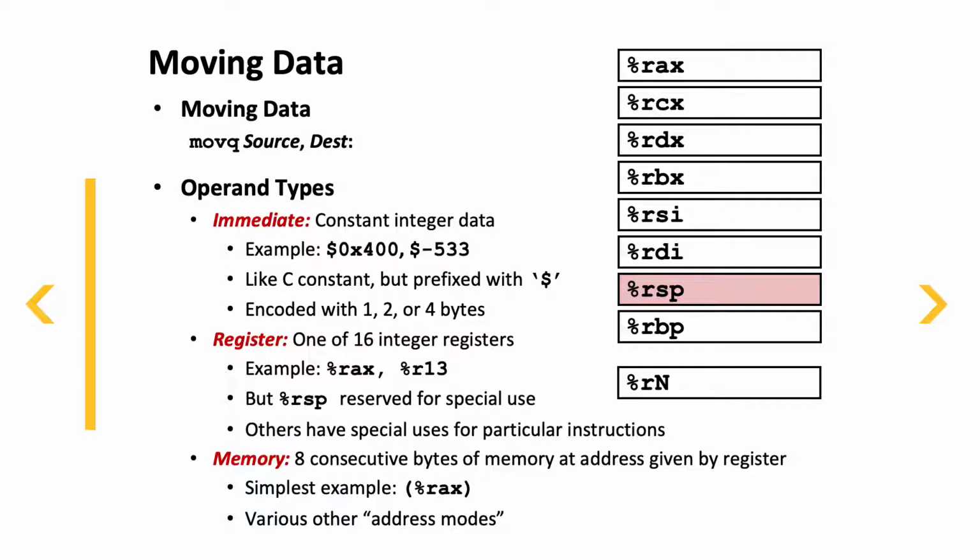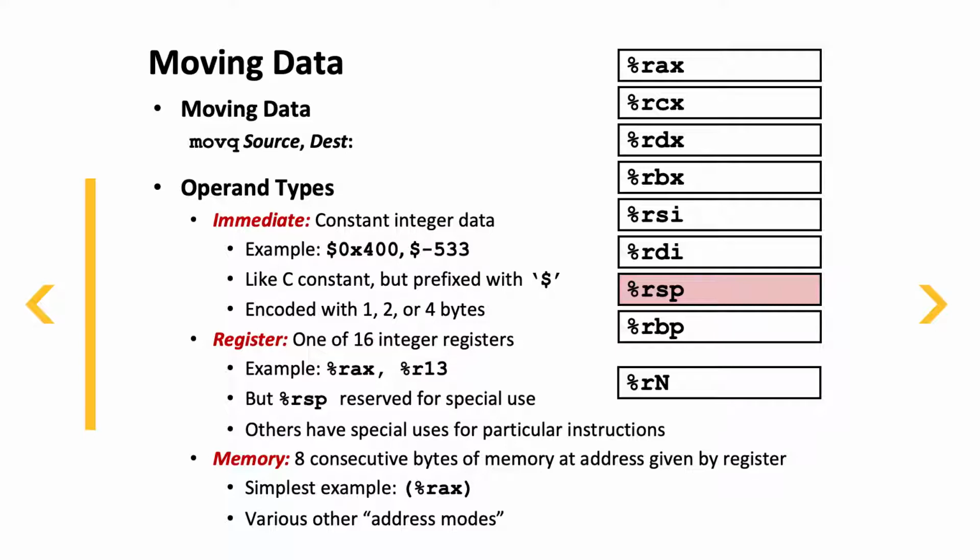Now, there's the immediate type. That's constant integer data. So, for example, 0x400, right? So that's hex 400 minus 533, like a C constant, but it's prefixed with a $ sign. So it's encoded with 1, 2, or 4 bytes.